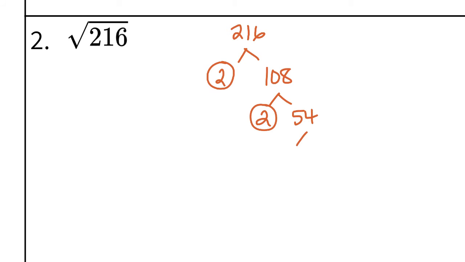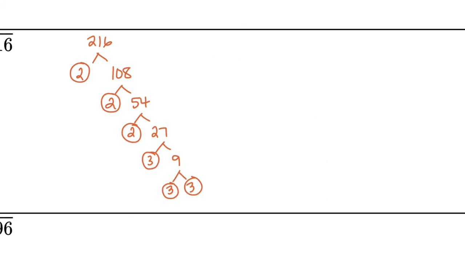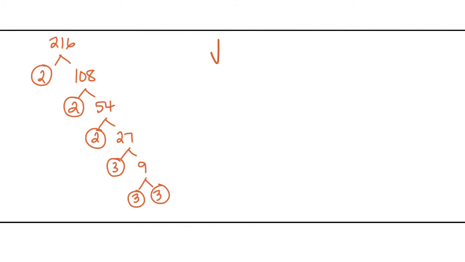2 is prime. 54 is 2 times 27. 2 is prime. 27 is not even, so I can't do 2 anymore, but I can do 3. 3 times 9. And 3 is prime. And then 9 is 3 times 3. And 3 is prime. So I can rewrite this as the square root of 2 times 2 times 2 times 3 times 3 times 3. I just wrote down all the numbers that I had circled.